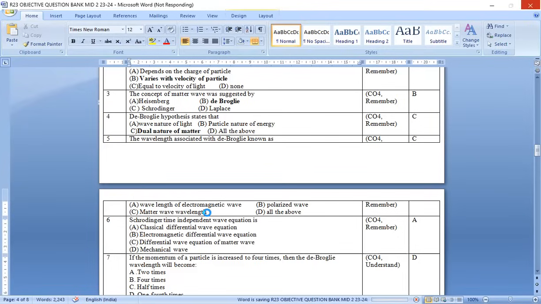Exactly correct. Schrodinger time independent wave equation is classical differential wave equation, electromagnetic wave equation. It is a differential wave equation. Option A is the right answer. It is the differential wave equation of matter wave. Option C is the right answer.